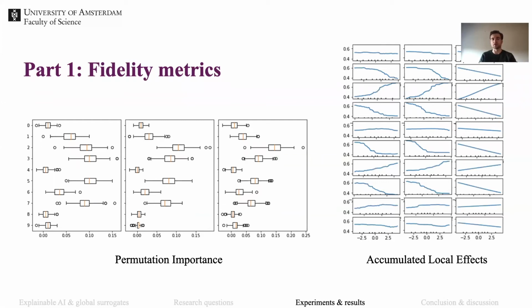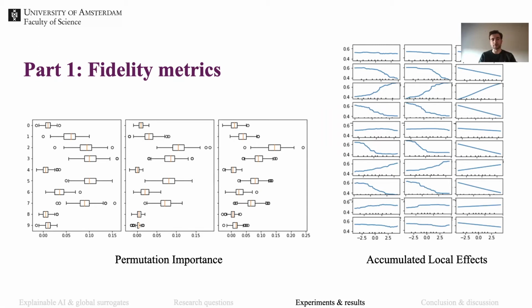To in some way assert which surrogate is truly most similar to its black box, we introduce 2 additional measures: a permutation importance similarity measure and an accumulated local effects similarity measure. These measures are used to compare the feature importances and the feature relationships of the surrogates to those of the original models. The idea is that the more similar the permutation importance plots and the accumulated local effect plots of a surrogate are to those of the black box, the higher the fidelity of the surrogate is.